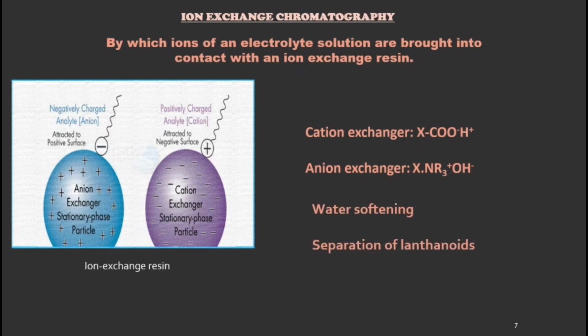Ion exchange chromatography has some impactful uses in our life, for water softening and separation of lanthanoids. See, hard water is made by calcium, magnesium, sulfate, chloride ions. So we can easily separate the cations, calcium and magnesium, by using a cation exchanger resin, and the anions, sulfate and chloride, may be separated by the anion exchanger resin. So we can get soft water. Lanthanoids are also separated by using a cation exchanger resin.